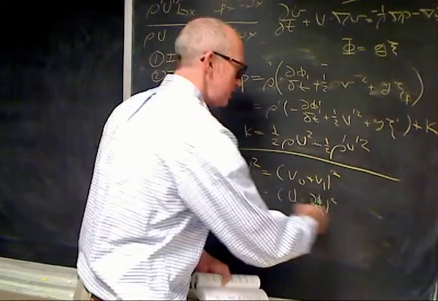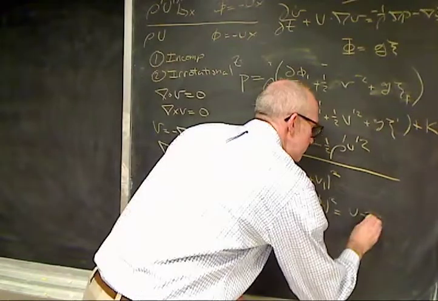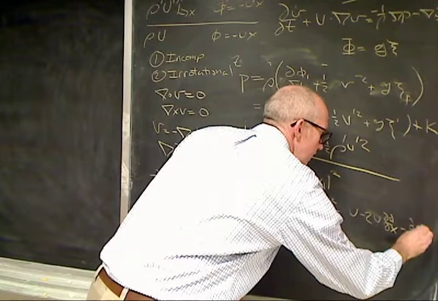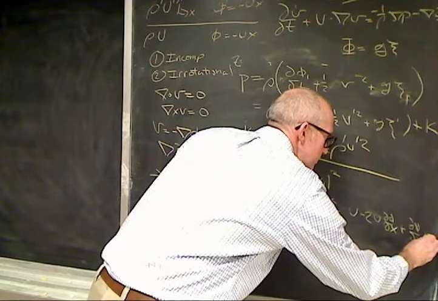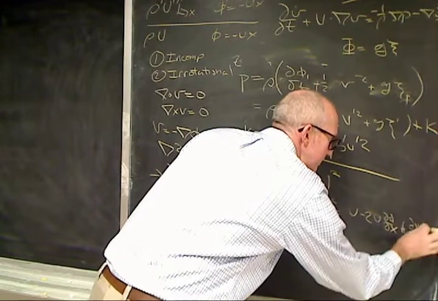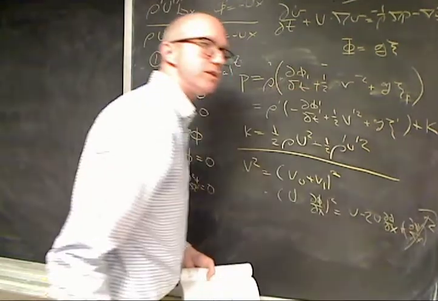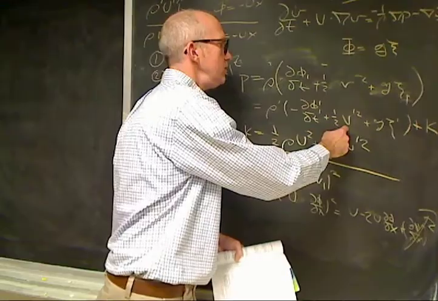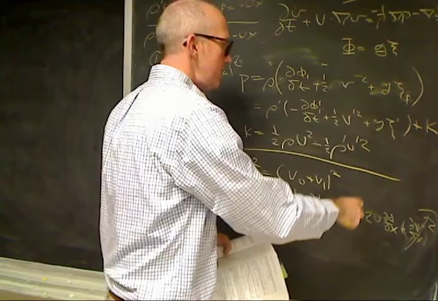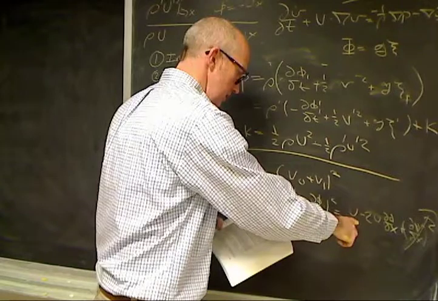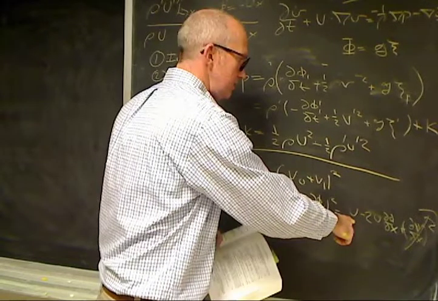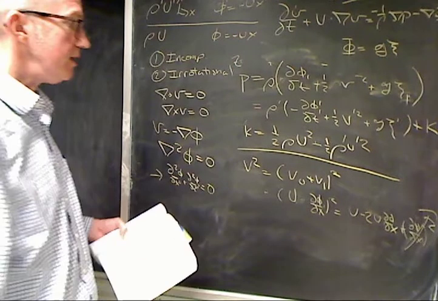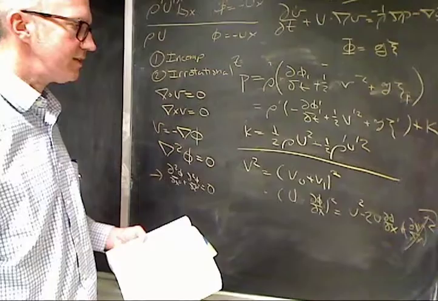So we just expand this out, and you get u squared minus 2u d phi dx plus d phi dx squared, and that is a second order term, so we throw it out. So the velocity that I'm going to use in this equation goes from v squared to u squared minus 2u d phi by dx. Yeah, thanks.